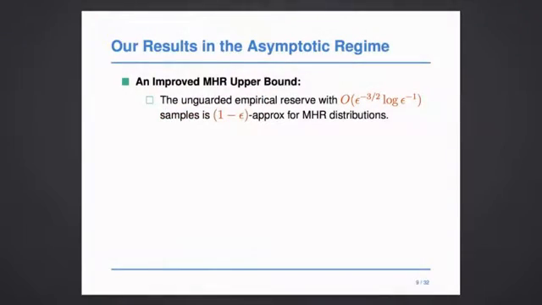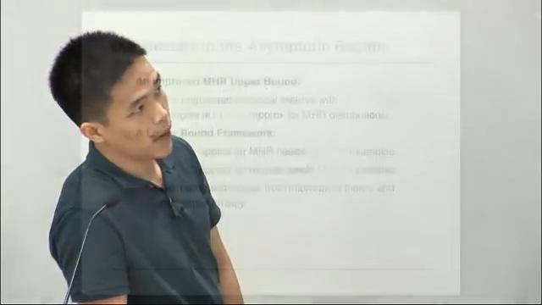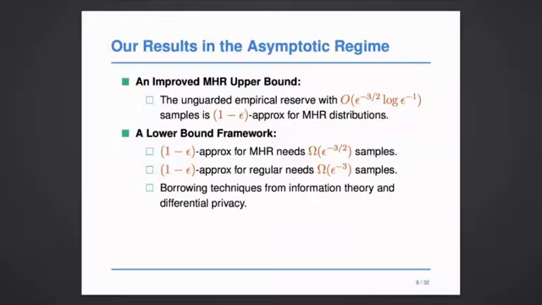So on the algorithmic side, we give an improved MHR upper bound. We show that using the same algorithm, actually 1 over epsilon to the 1.5 is enough to get a 1 minus epsilon approximation ratio. And we also show a matching lower bound. Actually, we give a lower bound framework, and we show that 1 over epsilon to the 1.5 is the right answer for MHR distributions, and 1 over epsilon cubed, which is achieved by the previous analysis, is also tight. And this is borrowing some techniques from information theory and differential privacy.